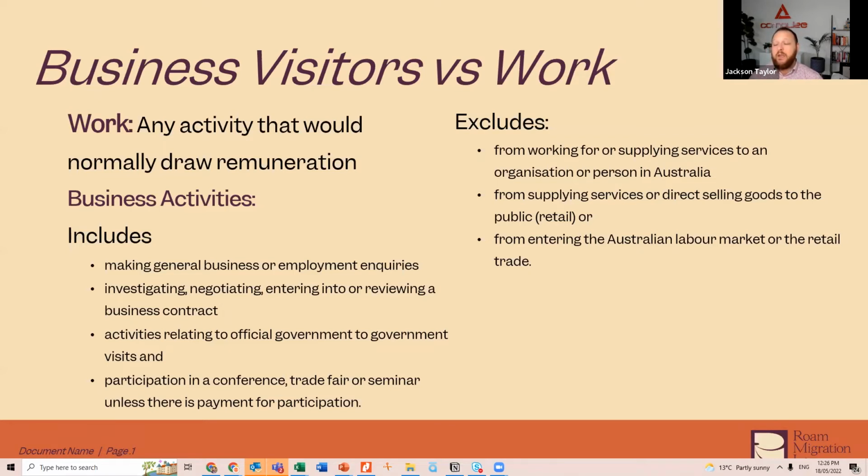So there can be a tension there, and it is important to look closely at what the intention is in Australia. It's also important to recognize that when someone's coming for a one-off, it's probably not as important as someone who is coming 5, 6, 7 times. That is going to flag a lot more attention from the department.